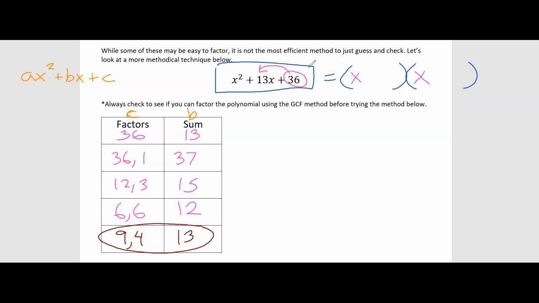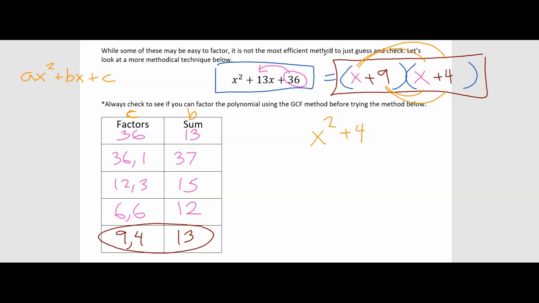So I'm going to get x plus 9. That was poor. Let's try that again. x plus 9 times a quantity x plus 4. That is my factorization for this trinomial. And again, you can check it if you want by multiplying it out. And you would see that you get x squared plus 4x plus 9x plus 36. And if you simplify, you get x squared plus 13x plus 36.